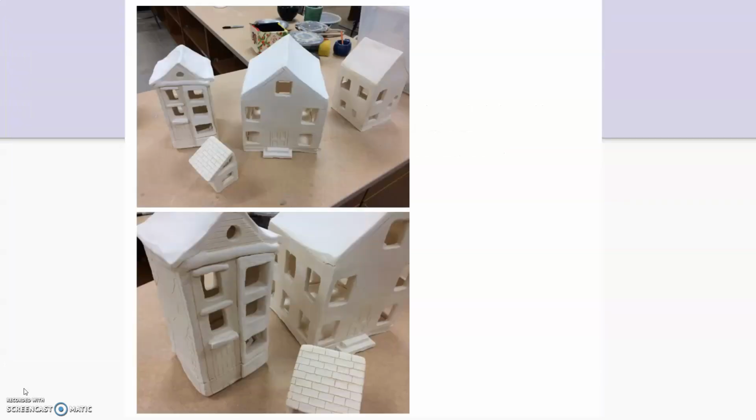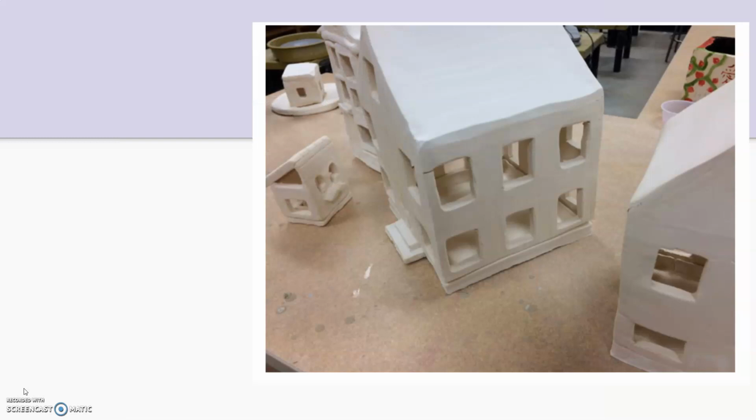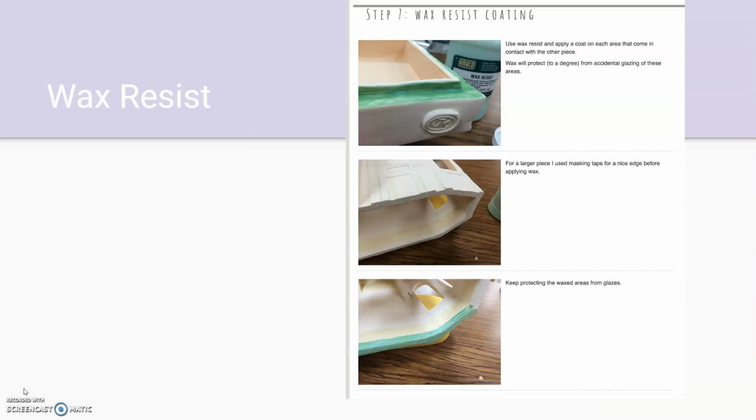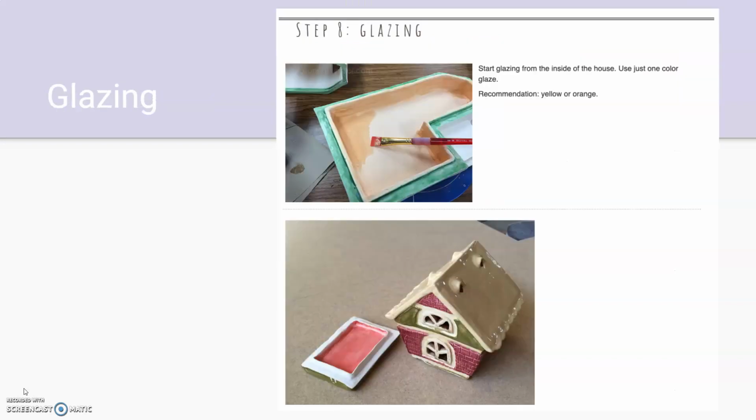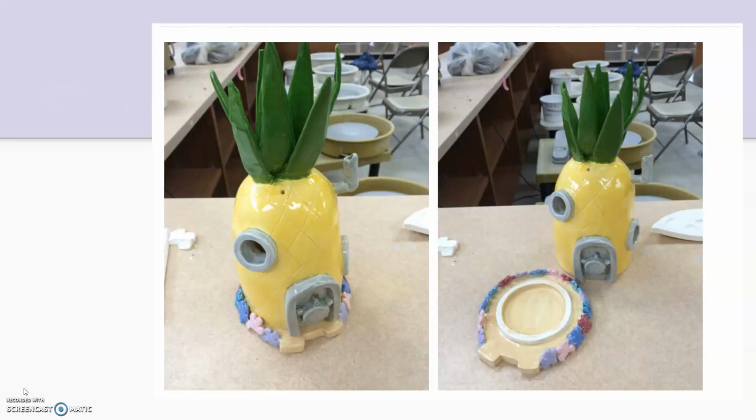Here are some examples. And in their case, they put wax resist where they were going to put the lid. Oftentimes you want to fire a lid right on so that if there's shrinkage at all, they shrink kind of evenly together. And then we'll get some underglaze or glaze, however you want to do it, and begin with that process.